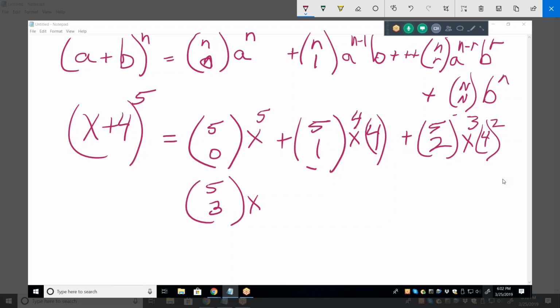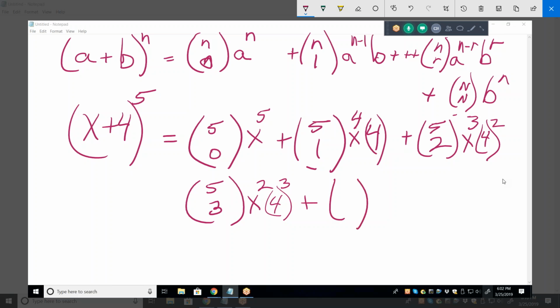In other words, look at what's happening to our x variable. It starts at 5th, then 4th, then 3rd. This got to be 2nd. Look what happens to the 4. It's to the 1 power, to the 2 power. This got to be 4 to the 3 power. Keep going until you end up with no x's anymore.